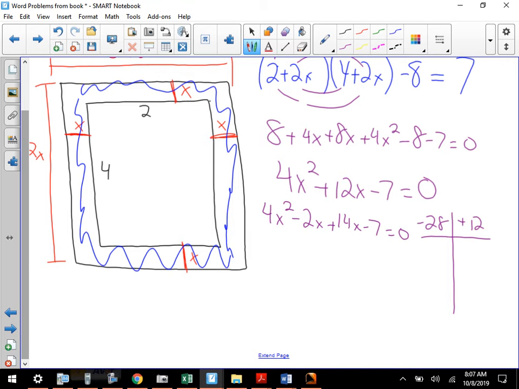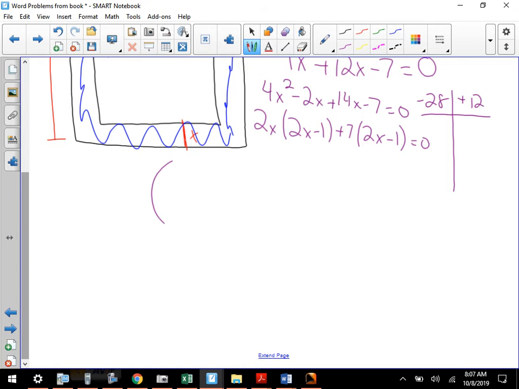Remember my trick, whenever you have a positive and negative value when you're factoring? You put the negative first, it's just cleaner. Now we do our GCFs like we have been. So I take out a 2x, I have 2x minus 1. Take out the 7, I have 2x minus 1. This gives me terms of 2x plus 7 and 2x minus 1 that I have to find zeros for.